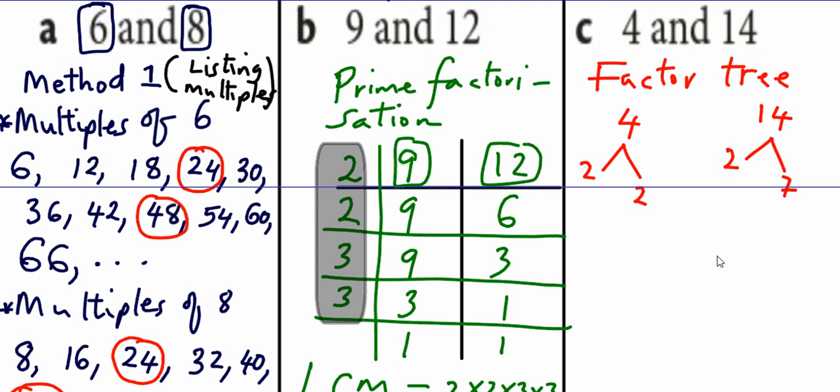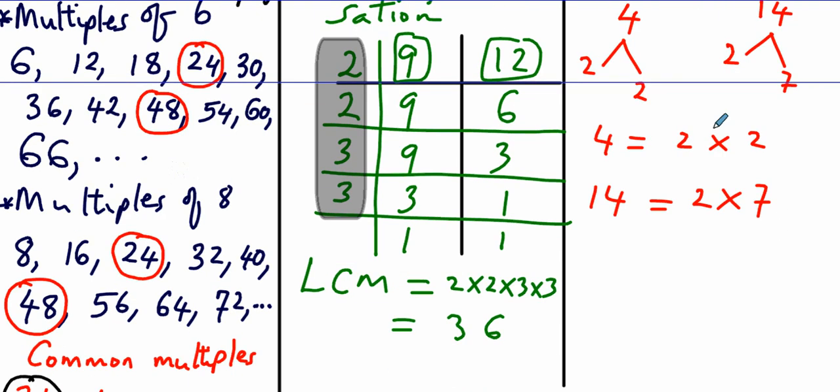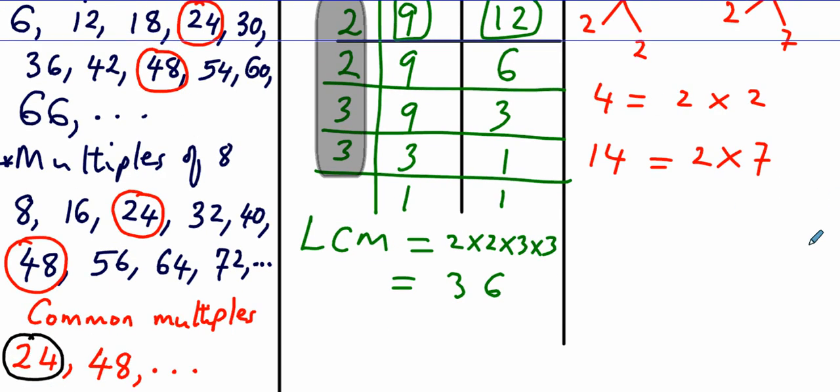Now LCM will be as follows. Start by writing 4 as a product of its primes. This will be 2 times 2. Go to 14. This will be 2 times 7. Now once you get that done, then you find what we call LCM.